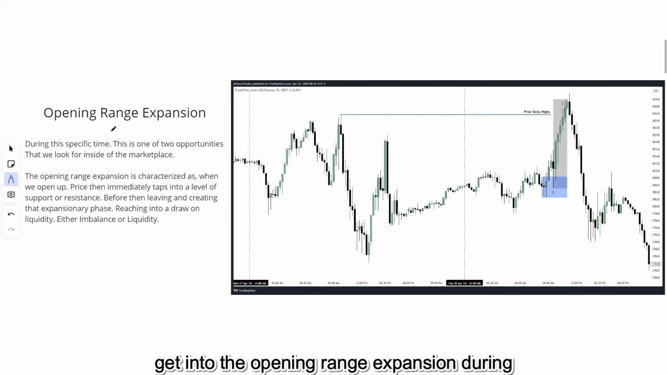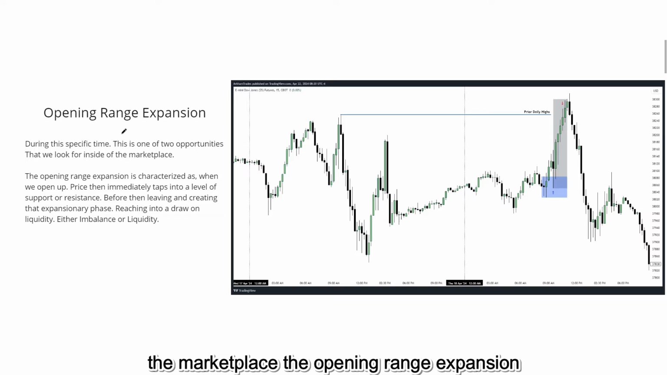Let's get into the opening range expansion. During this specific time, this is one of two opportunities that we look for inside of the marketplace. The opening range expansion is characterized as when we open up, price then immediately taps into a level of support or resistance before then leaving and creating that expansionary phase, reaching into a drawn liquidity, either in bounce or liquidity pool.